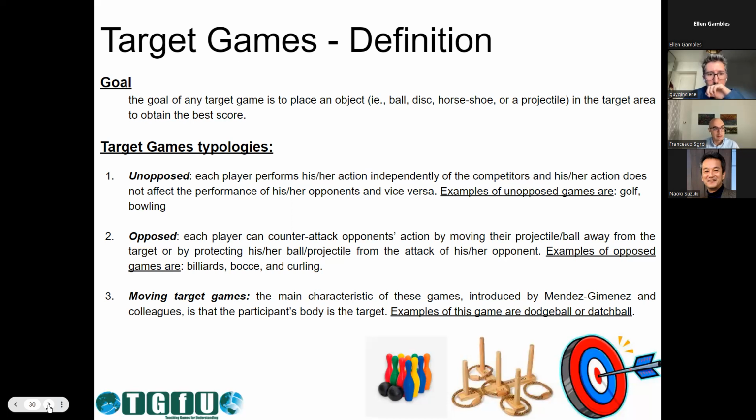The third category of target games is moving target games. These games are not normally used in a formal sport context, but they can be used in non-formal contexts such as physical education. They differ from the others because the target is not fixed, but each participant's body is a potential target for the opponents. Examples of these games are dodgeball.